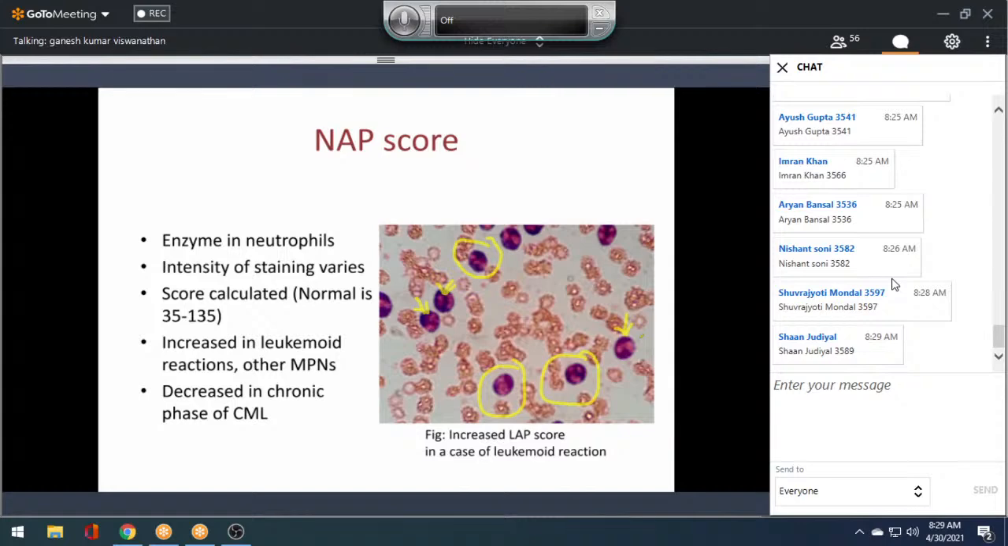4 is maximal staining. Normally the score is in the range of 30 to 130. It is increased in leukemoid reactions and other MPNs. Whereas in CML, what happens? This staining is lost, so we get very low scores. We get scores less than 35, and it can sometimes even range from 0 to 4. So this will help us differentiate, if there is leukocytosis, between CML and other types of leukocytosis.